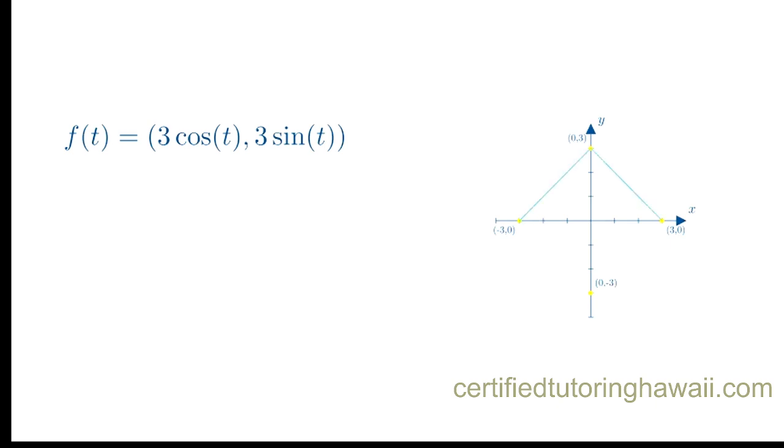Connecting these points reveals a circular path. Since our path forms a complete circle, the start and end points are the same. We draw an arrowhead to show the counterclockwise orientation of the curve.